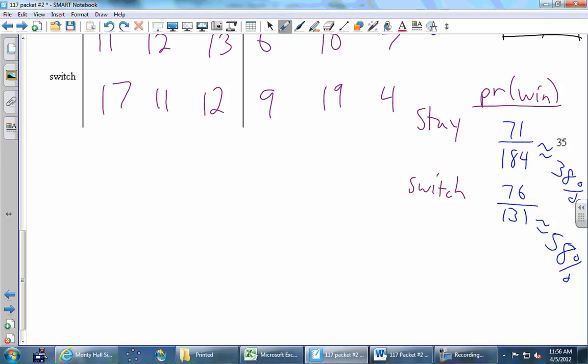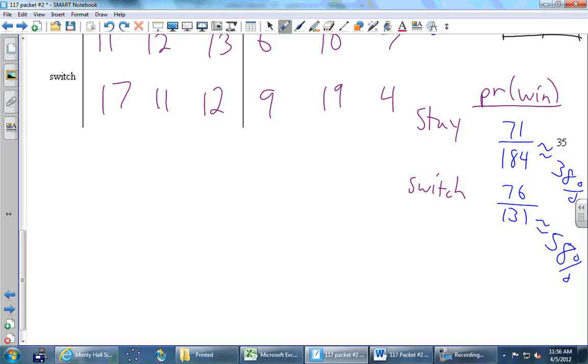So when we stayed, we won 38% of the time. When we switched, we won 58% of the time. First of all, it seems weird. Should they add up to 100? They don't. Should they? No, these were two different experiments. You stayed, and that was one experiment. When you stay, when you pick that one card, when you stay, you have a chance.